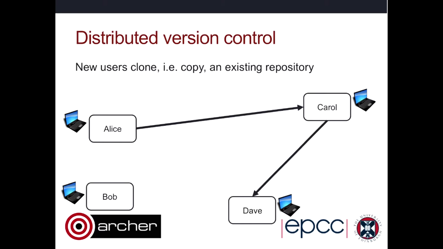Now, when I say an existing repository, I mean any existing repository, because if you are Carol, for example, you're just starting out in this project, which involves four collaborators, and you want a copy of whatever is being worked on, you need to get a copy from someone, and you could get a copy from Alice. And Dave then joins afterwards, is perhaps in the same office as Carol, and he'll easily get a copy off Carol.